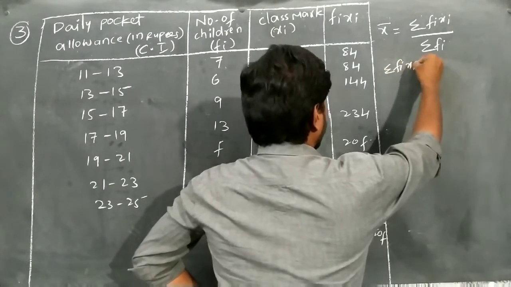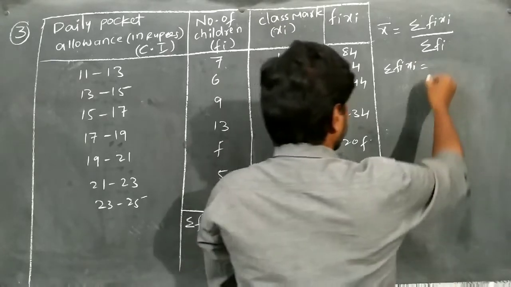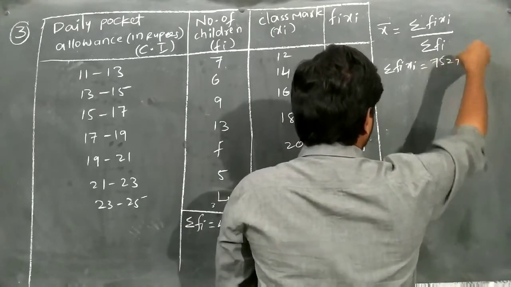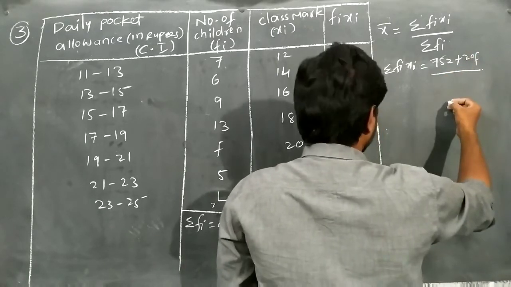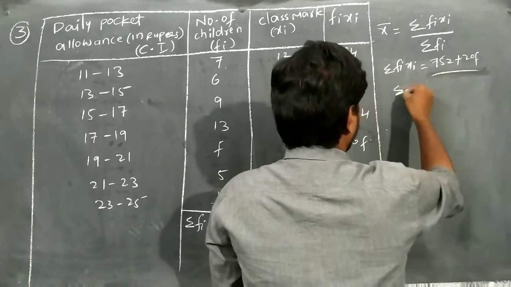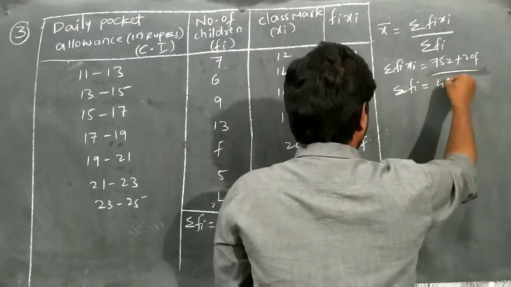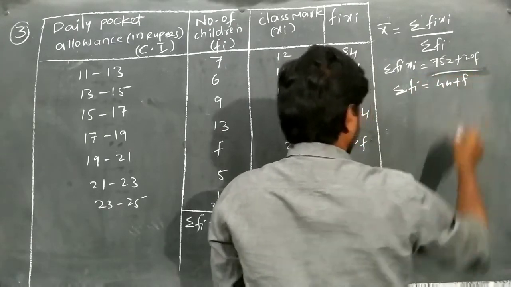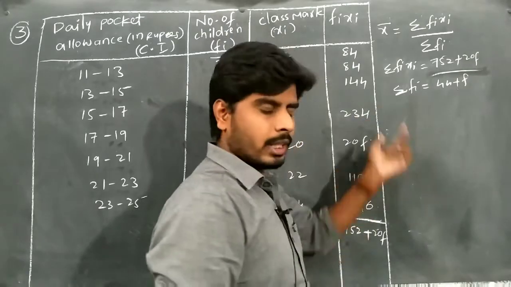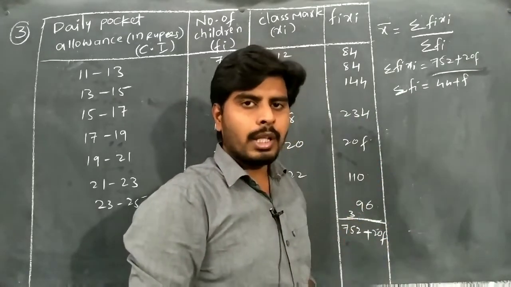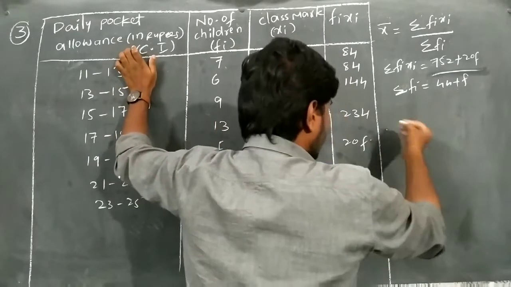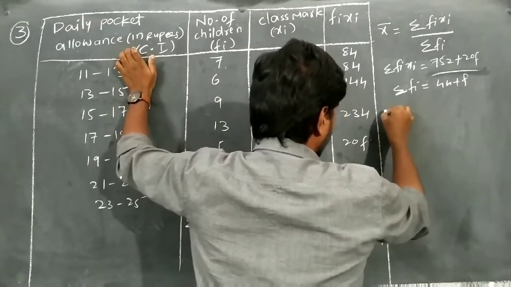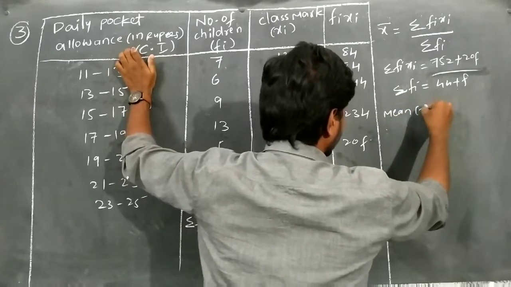Now we got here sigma fi xi is equal to 752 plus 20f, and sigma fi is equal to 44 plus f. Okay, but in the question the mean daily pocket allowance is given. So he has given the mean already.